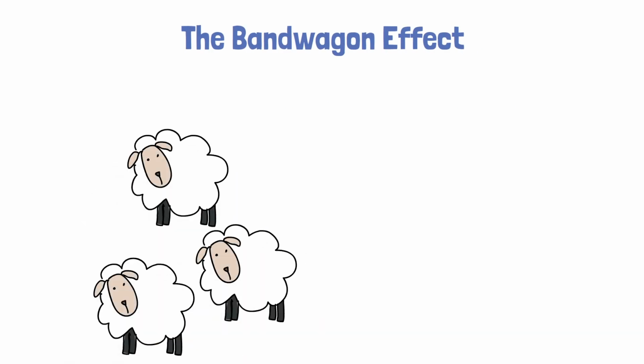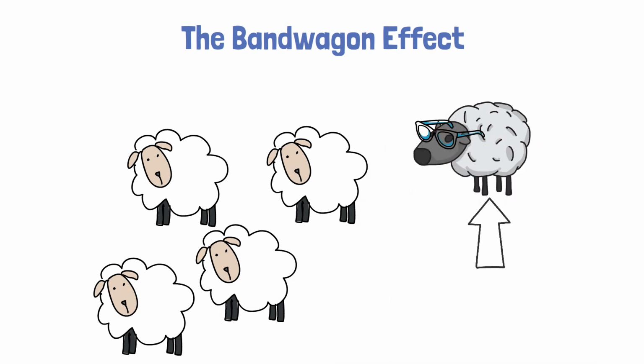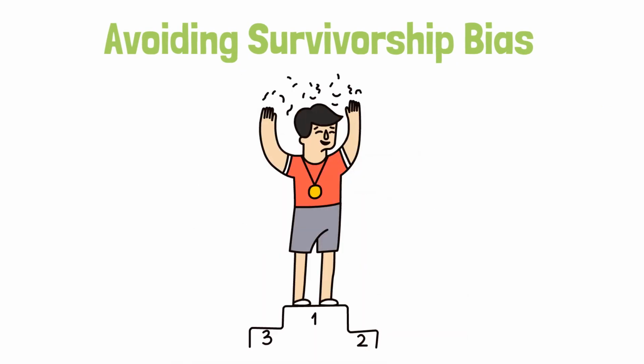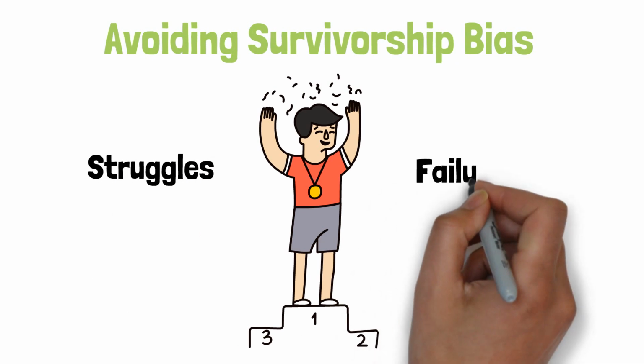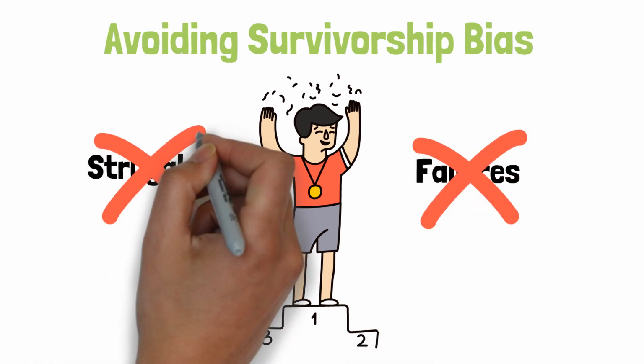The bandwagon effect. The bandwagon effect is following what others do without considering if it's right for you. Reflecting on your own desires rather than blindly following others helps avoid this bias. Survivorship bias. Survivorship bias is only noticing successes and forgetting about struggles and failures. Researching both successes and failures can provide a more realistic view of a situation.